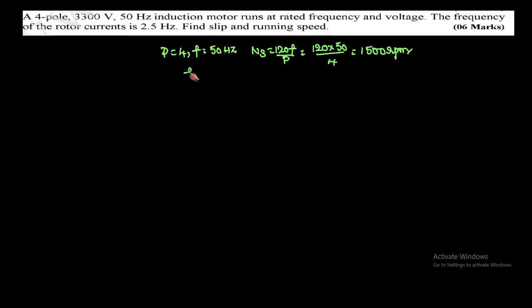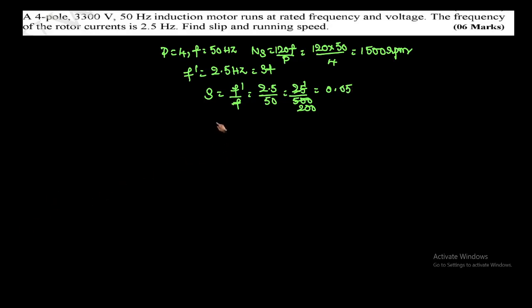Next, the rotor current frequency is given as 2.5 Hz. So that is equal to s times f. So s will be calculated as f dash divided by f. Here f dash is 2.5 and the frequency is 50. So 2.5 divided by 50, that is 1 by 20. The slip will be 0.05 or 5%.